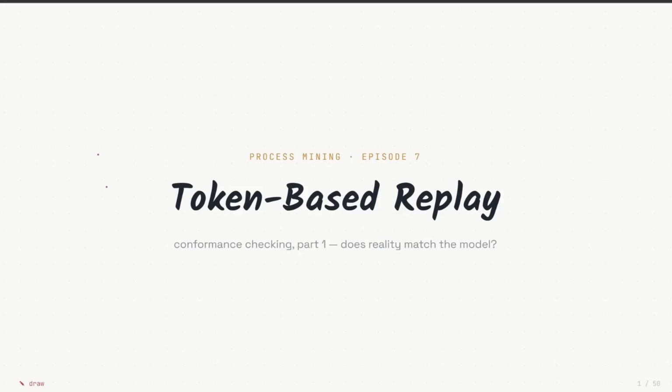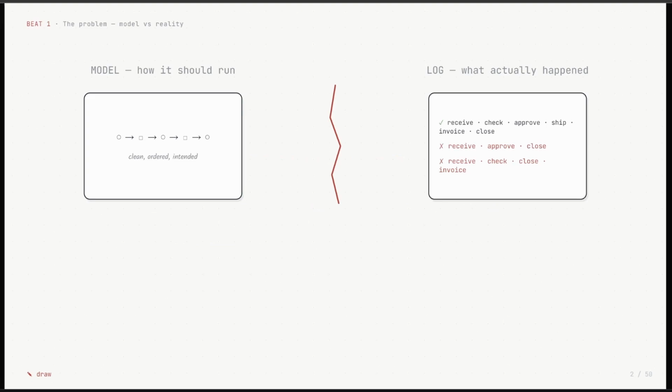Today's episode is about token-based replay, the first conformance checking technique. Now, as usual, we have our model. And then we have our log, the different traces that you had in real life. So we have this one, and this one. This one is following the model that we had already, so it's following the model, no problem.